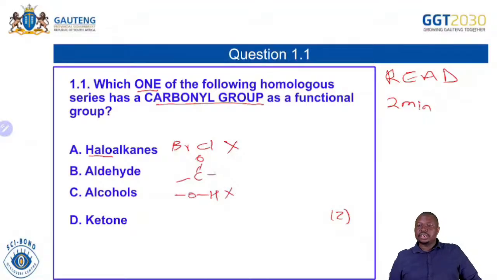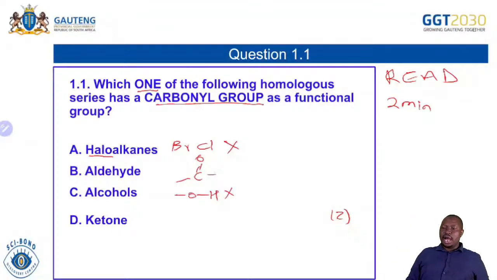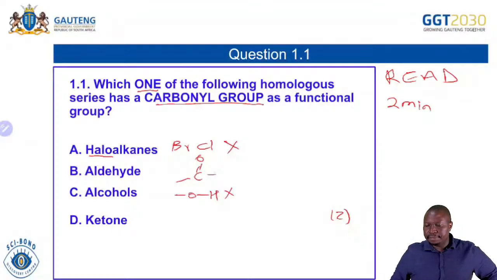This one will be out. There is no carbonyl there. But now you are left with option B or D, which means one of the 2 is a possible answer. Now if we look for aldehydes, you'll say C double bond O.